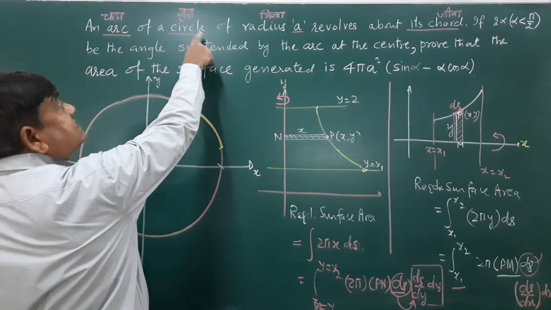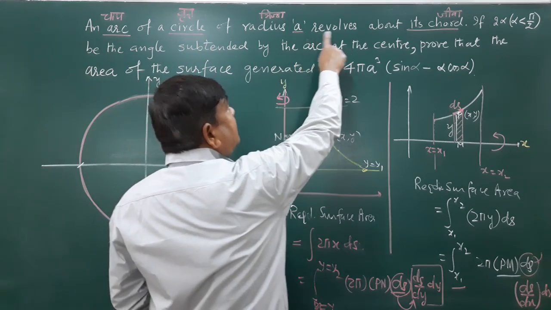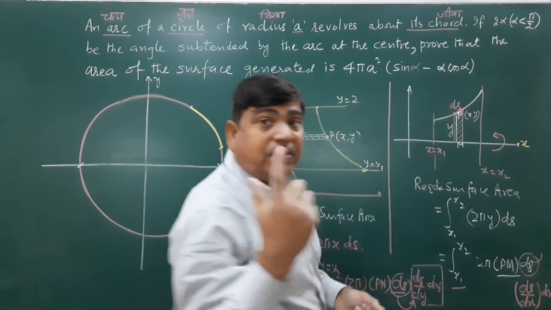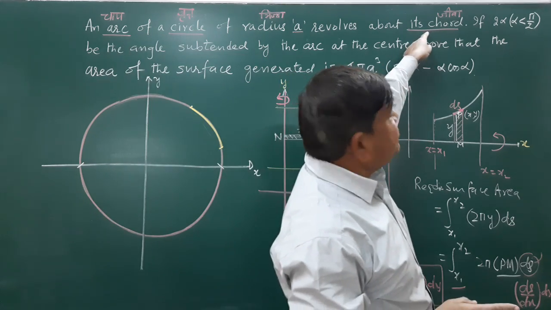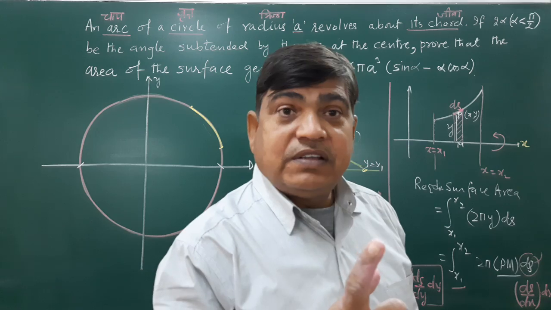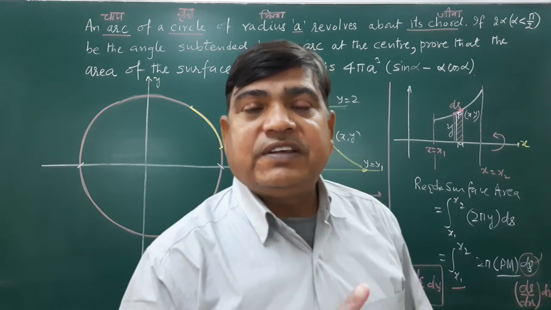An arc of a circle of radius a revolves about its chord. वो अपनी जीवा के चारों तरफ वो आर्क घूम रही है.